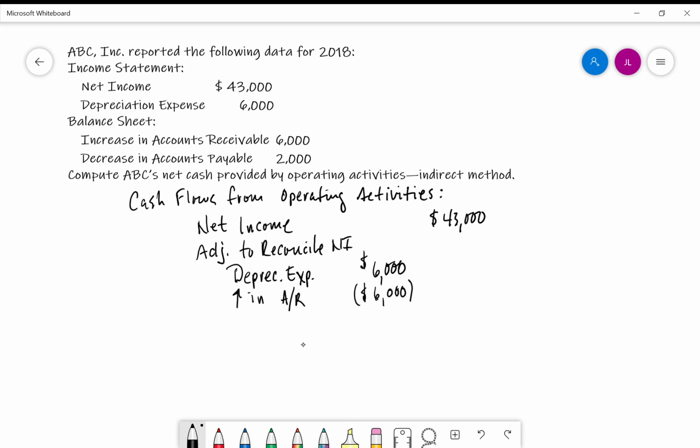And then we have a decrease in accounts payable. A decrease in accounts payable means our accounts payable has gone down from one period to the next, so we owe less. And thinking about it again from a theoretical viewpoint, if we owe less to something than we did before, then we must have paid more on it. So basically, this is a decrease to cash flow. So that would be a negative $2,000.